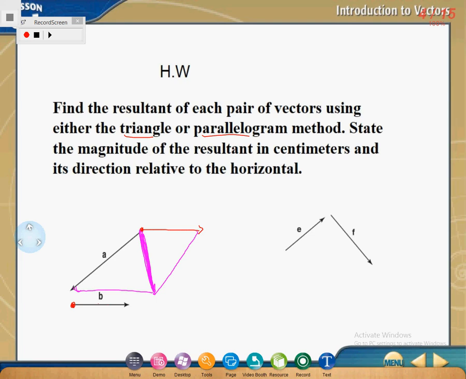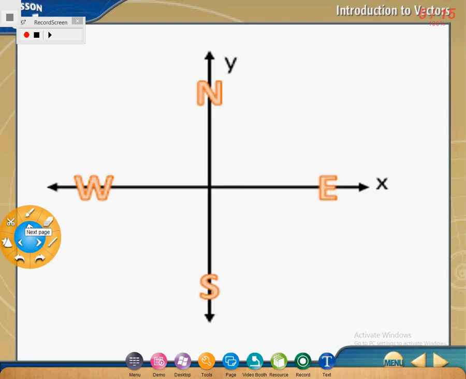Now this one, because it's clear that they are so close to each other, I can do it here. Maybe it's easier in this way, and the resultant will be like this. And again, use the ruler to find what is the magnitude of this R. Did you solve it? Good.